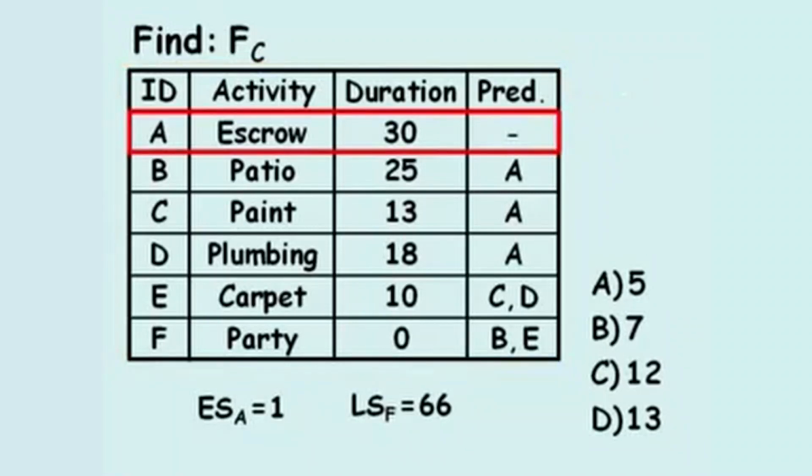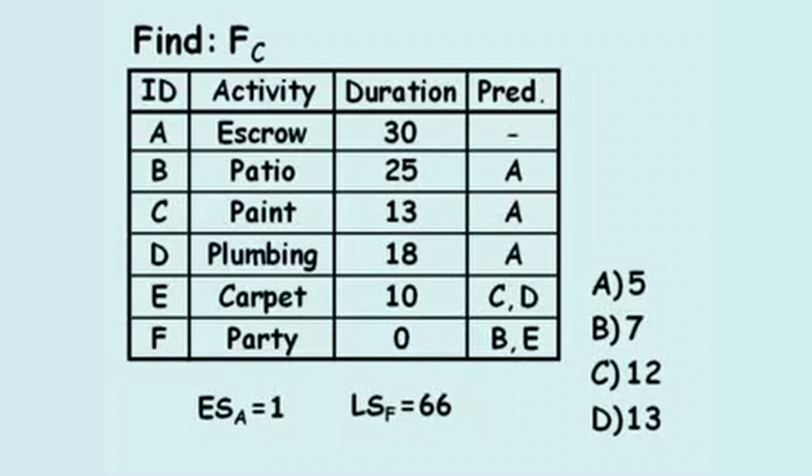After escrow, the new homeowners can begin work on their patio, painting their walls, and finishing their plumbing. Once the painting and plumbing are complete, the carpet work can begin. And once the patio and carpeting are done, the housewarming party can take place. The housewarming party is scheduled to be 66 units of time in the future.